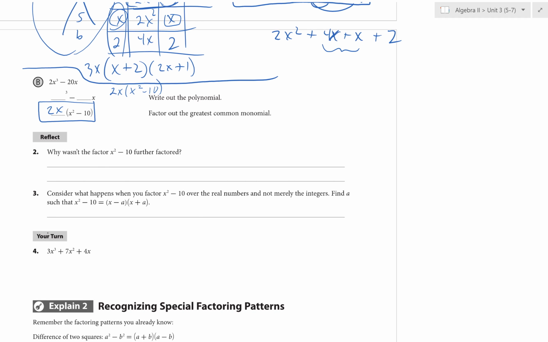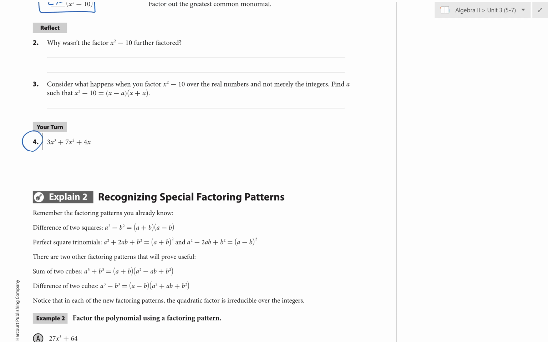Okay. Go ahead and try problem number 4 in your groups. Raise your hand if you get stuck, but remember the first thing we always want to look for is a common factor. Once you factor out the common factor, then try to factor it using two binomials. Okay, so first we're going to factor out an x. If we factor out an x, then we're left with 3x squared plus 7x plus 4.